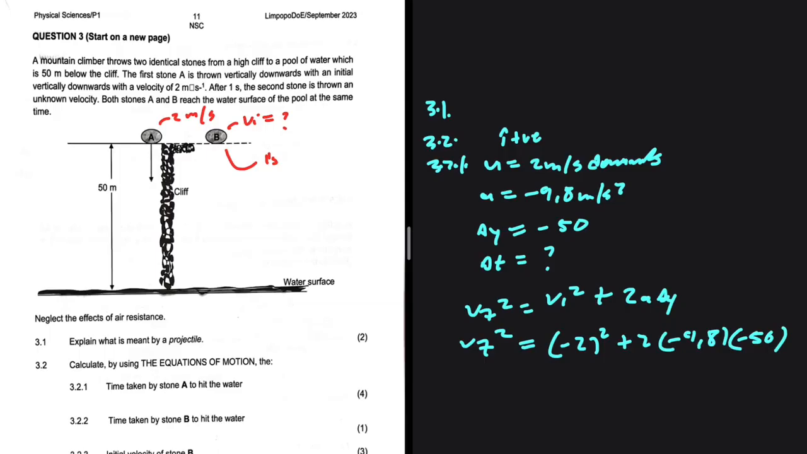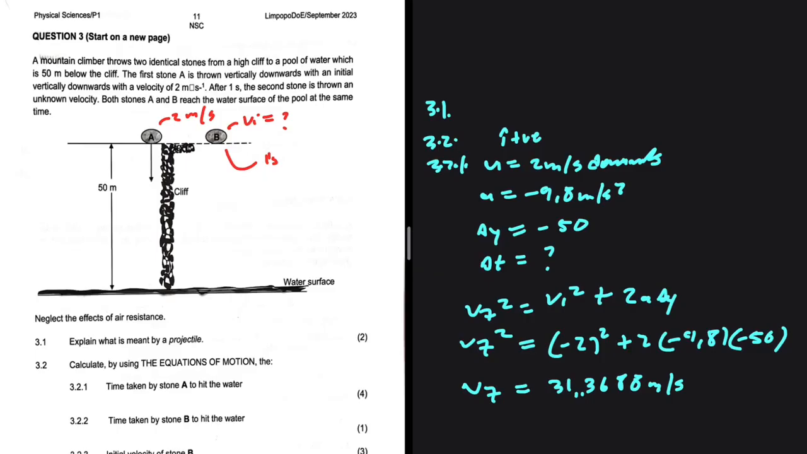Now I just need to take the square root on both sides. I'm going to get Vf being equal to 31.3688 meters per second. But I know that it is downwards because the ball is striking the ground while it is going downwards.